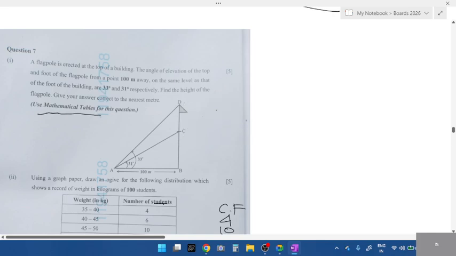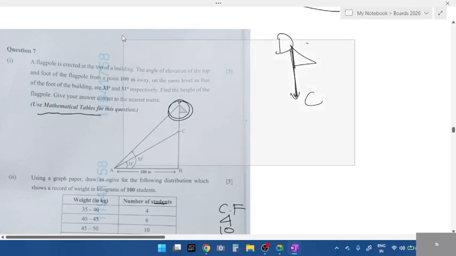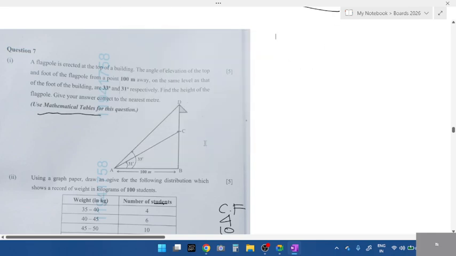Good. See, this is a flag, students. A flag will have a stick like this, right? So which one is the flag there? The flag is CD. It is obviously CD. You should be able to figure it out. See, CD is the flag. Therefore, BC is the building, students.